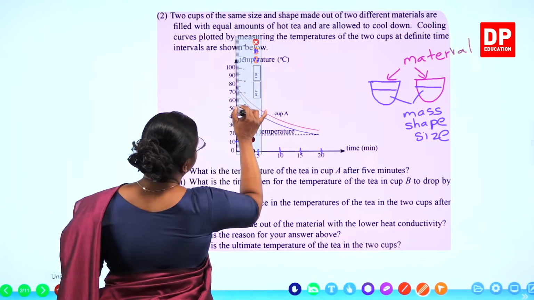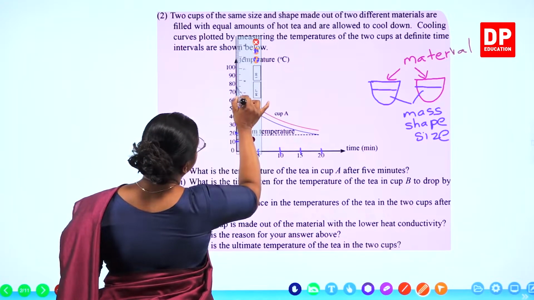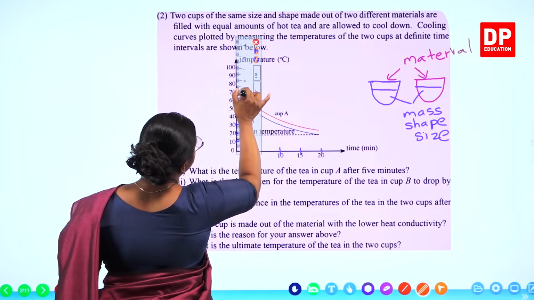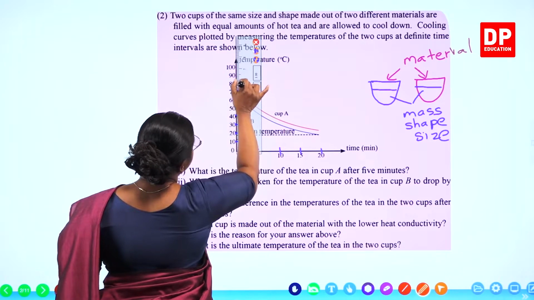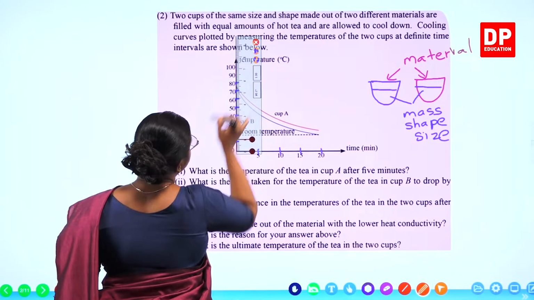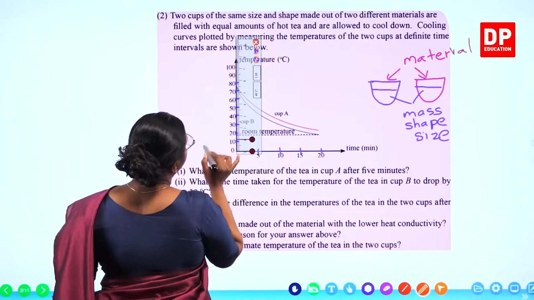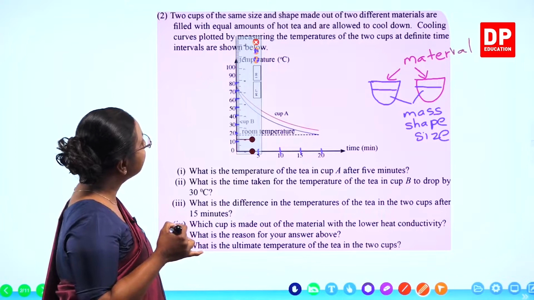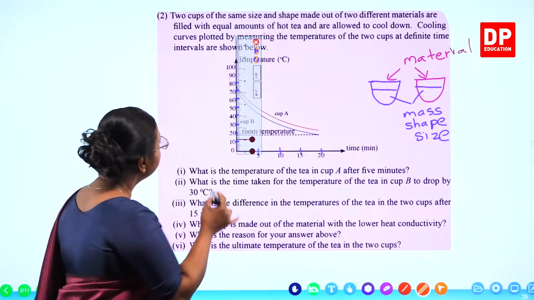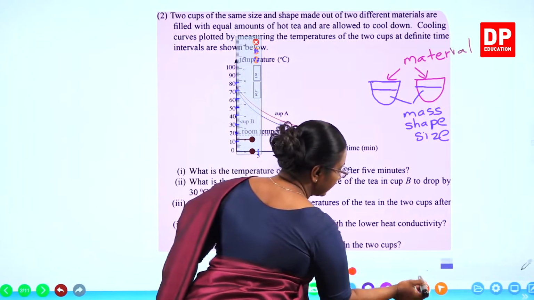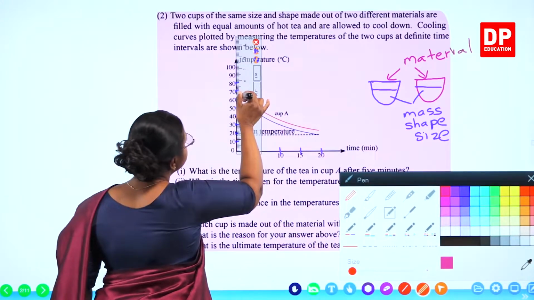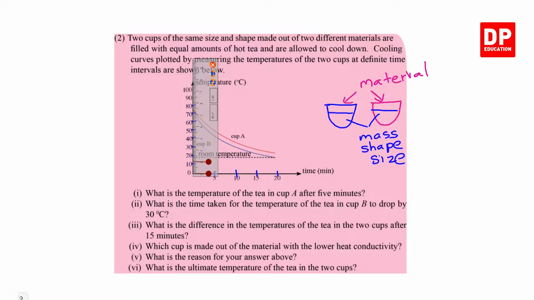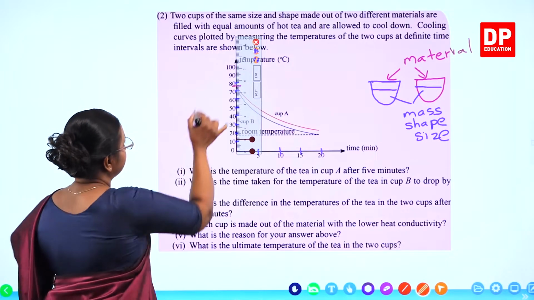40, 50, 60 here, 70, we will have this as 80. So you can see the initial temperature, that is between 70 and 80, we will take that value as 75 degrees Celsius. Now this point we will take it as 75 degrees Celsius.